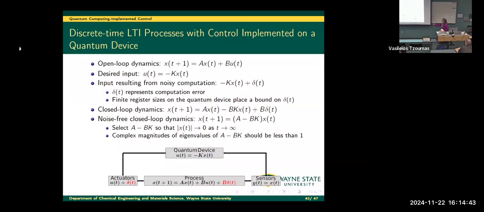So then we can write the dynamics by plugging this in to represent the closed loop dynamics explicitly. So we get x of t plus 1 is A x of t minus B K x of t plus B delta of t. And that's what we have down here for our process.